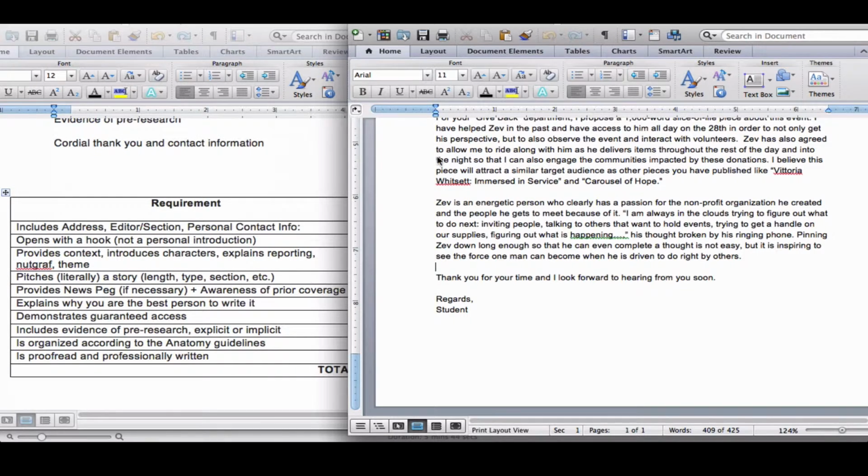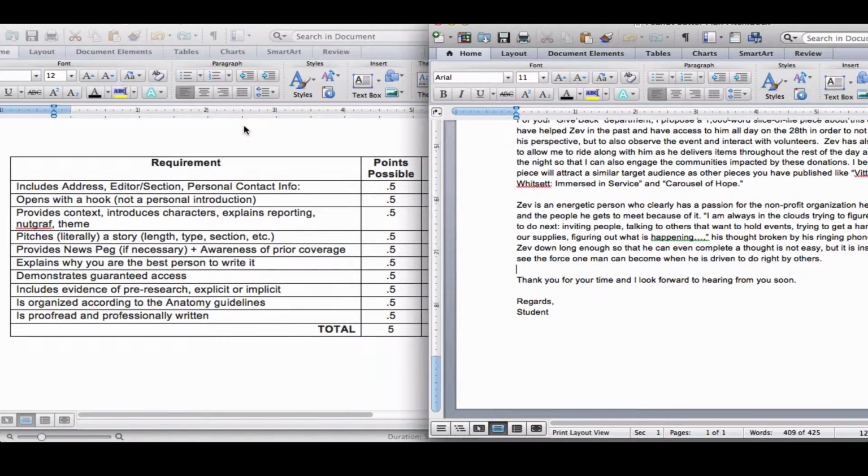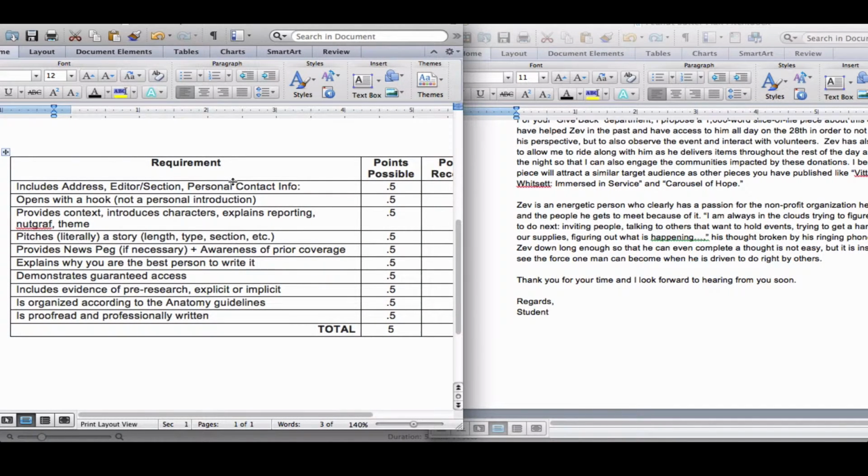So a couple closing thoughts here, scrolling down to the rubric to take a look at everything in there. It pretty much mirrors the anatomy, includes address, editor section, personal contact information. Most of the points I would award there, though the student didn't include his contact information. Opens with a hook, check. Provides context, introduces character, explains reporting, nut graph and theme.